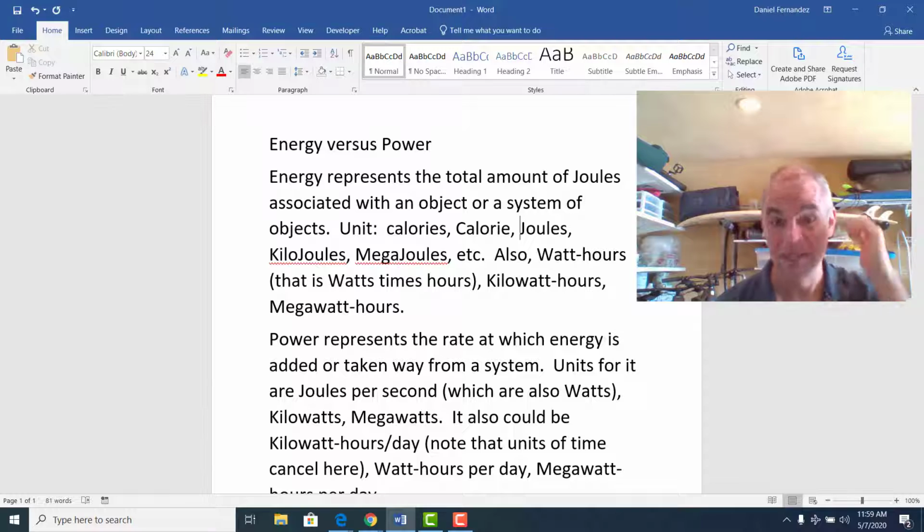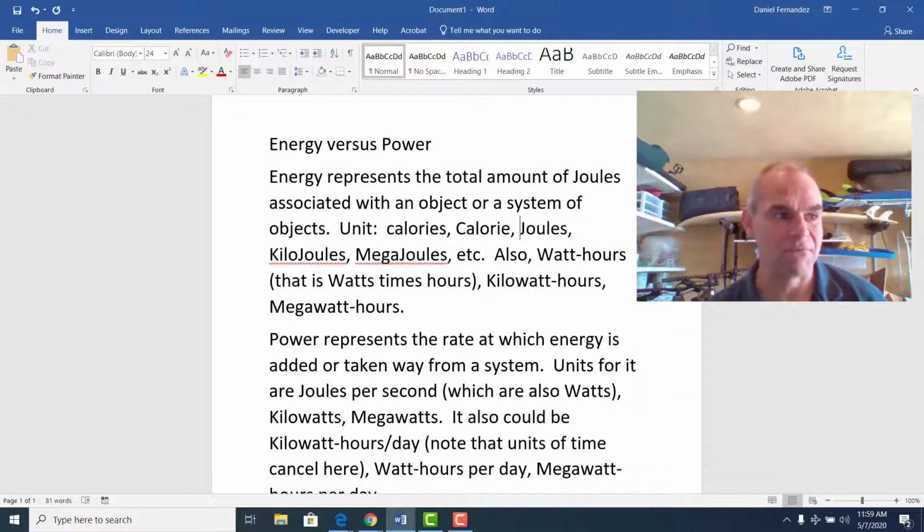Power, on the other hand, is not an amount of stuff, but how quickly that amount of stuff is changing. You can think about it that way. So power represents how fast the energy is changing, maybe added to or taken away from something. The basic SI unit for power is the watt, which is a joule per second. You can also have the kilowatt and the megawatt. You can put all the prefixes in front of watts that you want. I just give you some of the more common ones there.